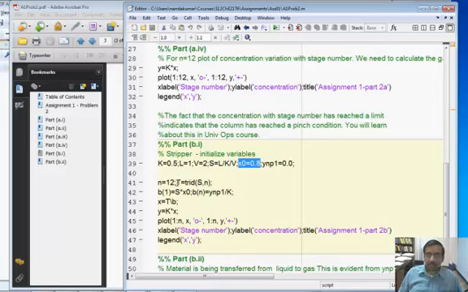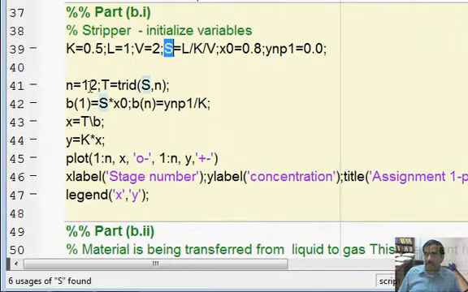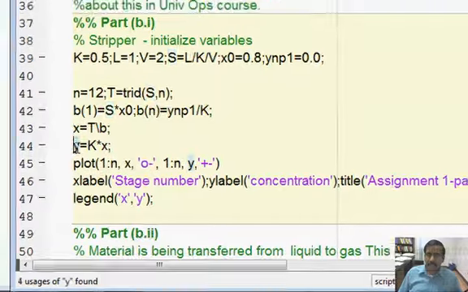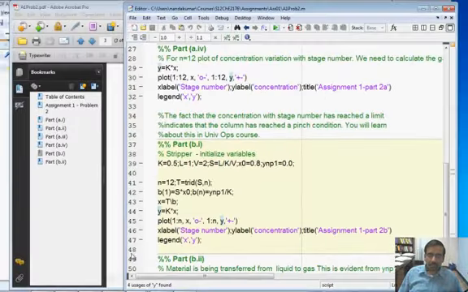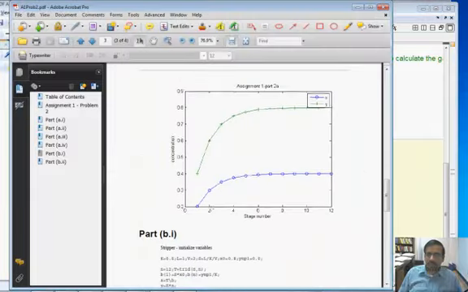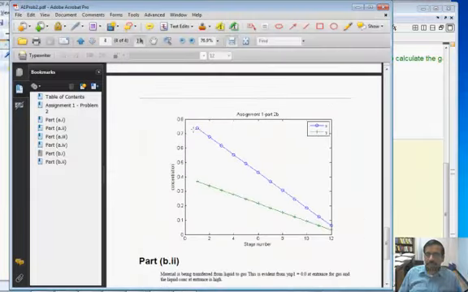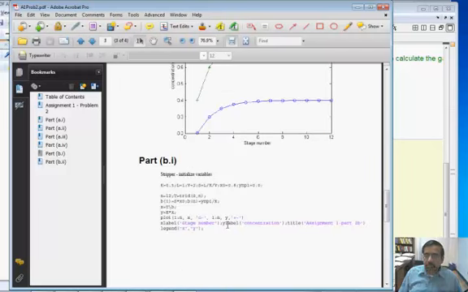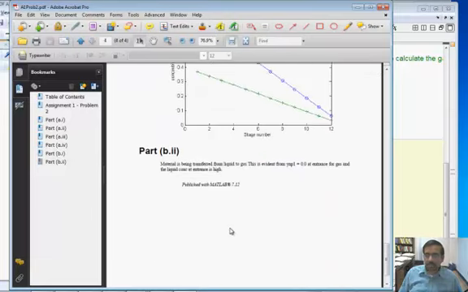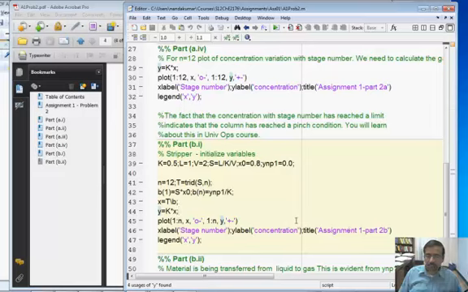Set n equal to 12. Reconstruct your tridiagonal matrix, because your L, V, K are all changed. So you need to recalculate your S and use that S with n equal to 12 in here. And then also construct your B1 and Bn using the same S, x naught, and yn plus 1 over k. And then solve for x, and y is k times x, and then plot x and y. And that's what produces this graph, concentration as a function of the stage number for the stripping case. And that's basically the end of the second problem.